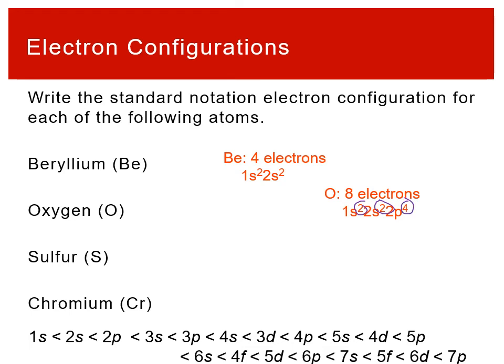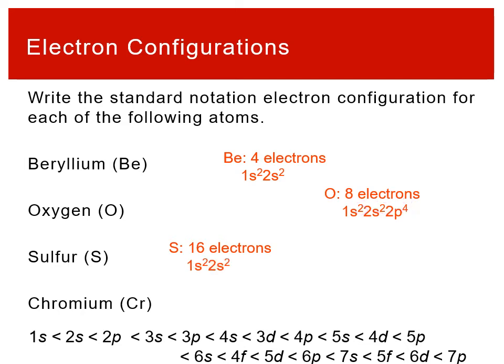If I add all those up, 2 plus 2 plus 4, that is 8 total electrons for the entire oxygen atom. If we take a look at sulfur, that is 16 electrons. We can follow the same approach and ask, what's the lowest energy? We know where that goes. We're going to get 1s2.